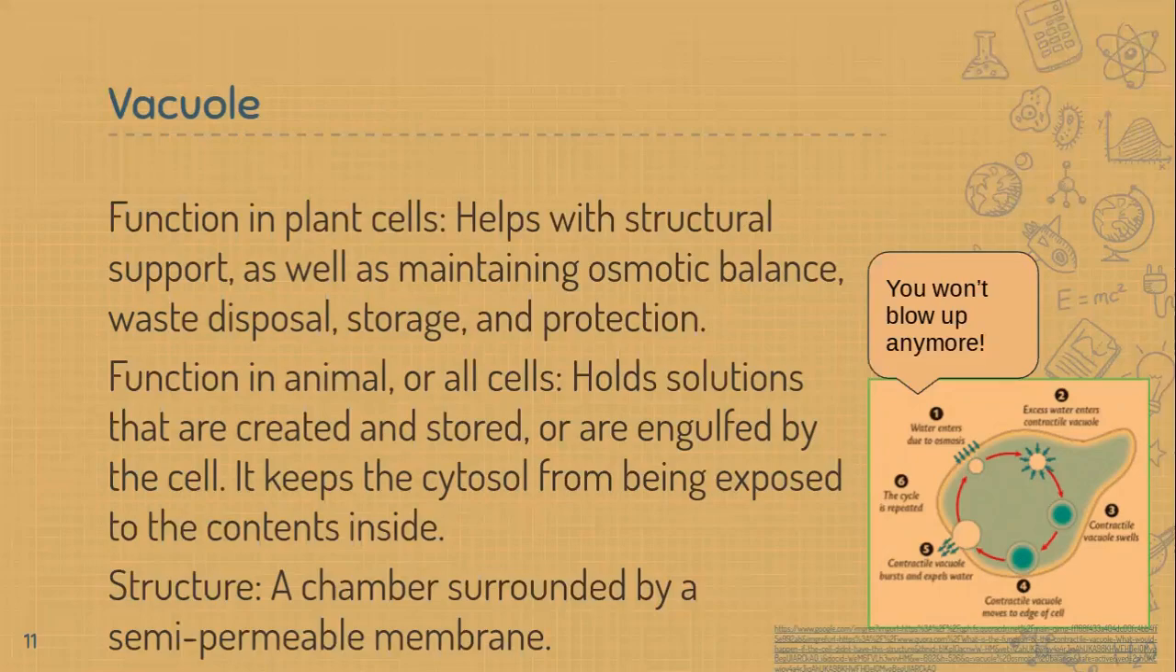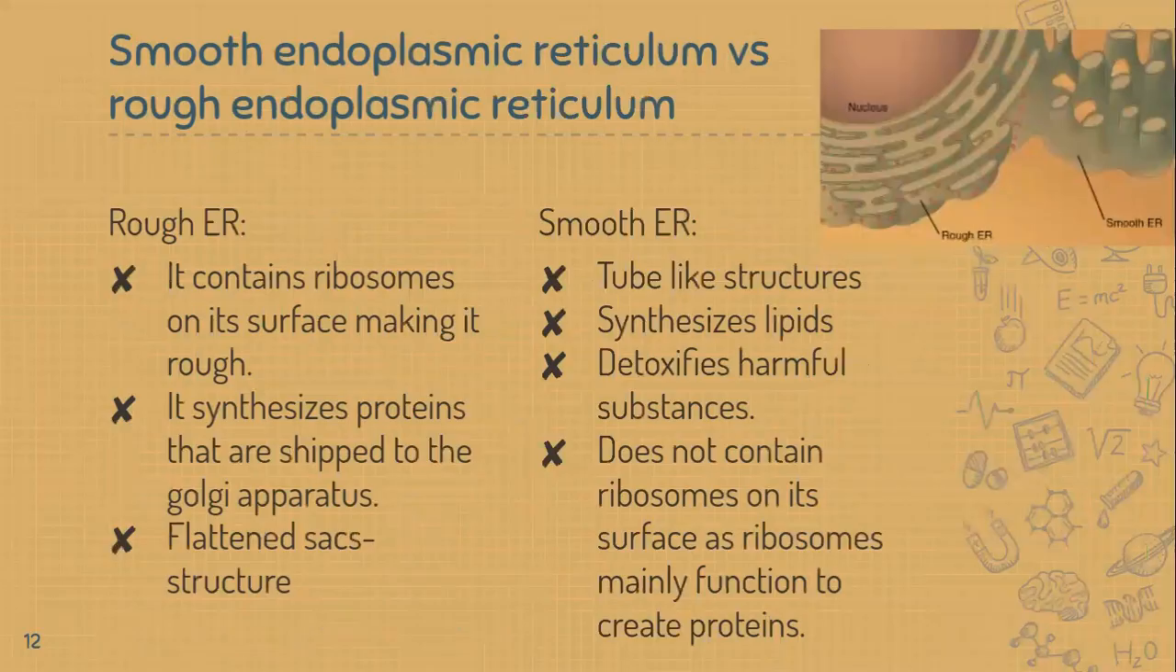The smooth endoplasmic reticulum versus the rough endoplasmic reticulum. The rough endoplasmic reticulum contains ribosomes on its surface, making it rough. These ribosomes are used for synthesizing proteins, which are then shipped to the Golgi apparatus. The rough ER is primarily composed of flattened membrane sacs. On the other hand, the smooth ER is made of tube-like structures that synthesize lipids and detoxify harmful substances. It does not contain any ribosomes on the surface, making it smooth.